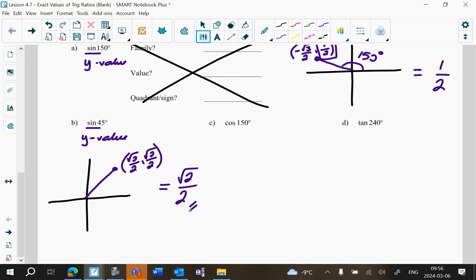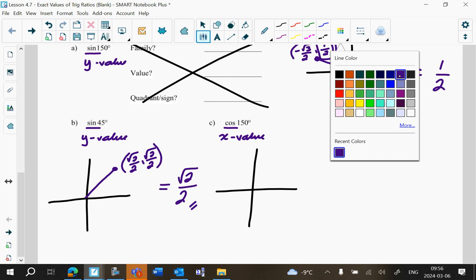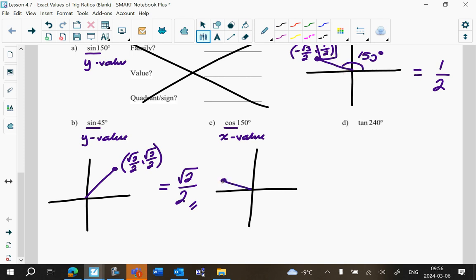Cos 150, well, cos tells me x value. 150 we just did above. 150 has the point negative root 3 over 2, comma 1/2 on the unit circle. So the cos of 150, sorry, I should have put 45 degrees here, and I should have put 150 degrees here. It's negative root 3 over 2.